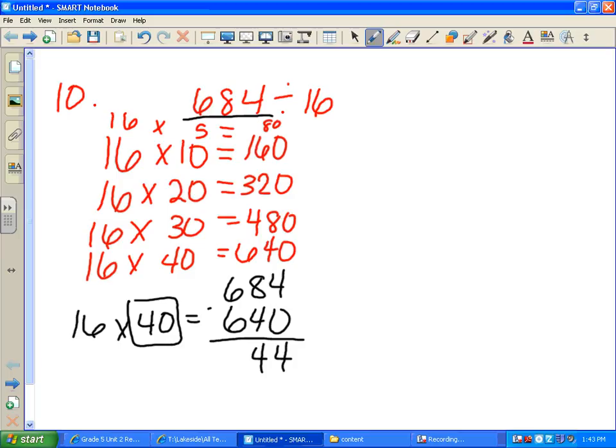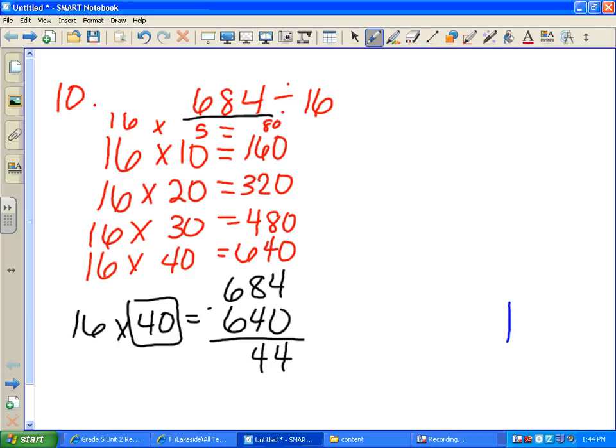I'm not finished because I still need to break up 44. I know I'm not finished because I look at 44 and say, that is bigger than 16. So I can still make groups of 16. Well, how many groups? Looking at 16 times 5, that's 80. That's way too much. Do we have 80 to separate? No. So we need to make a multiple tower. This is when you go and make a multiple tower.